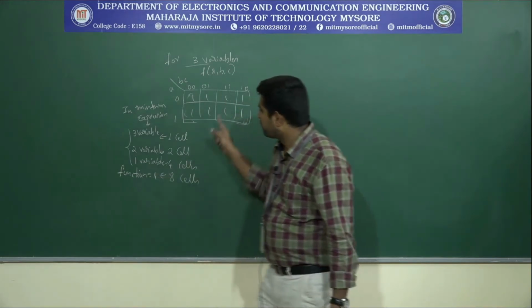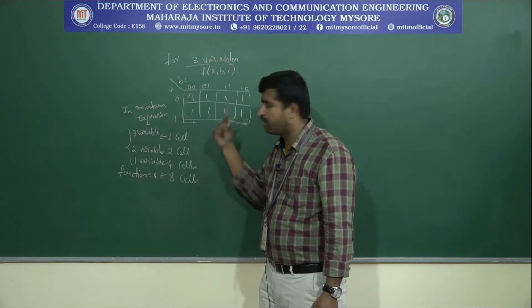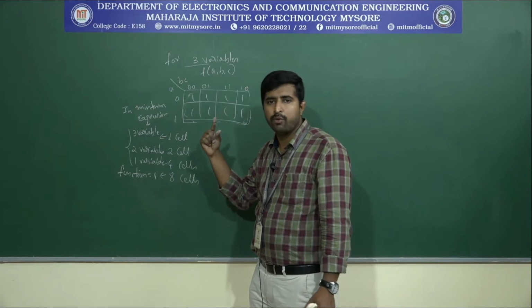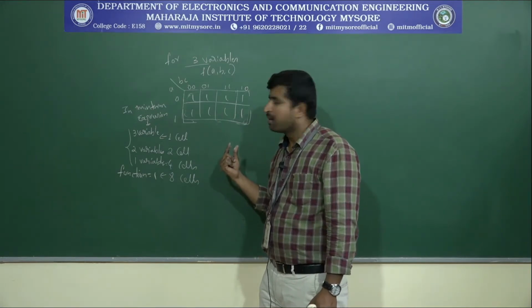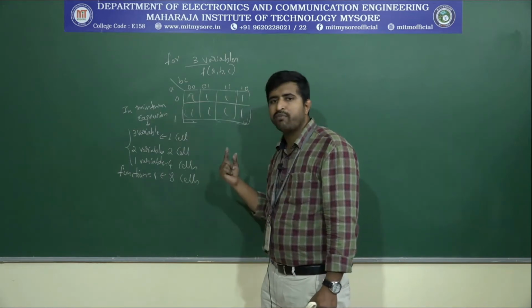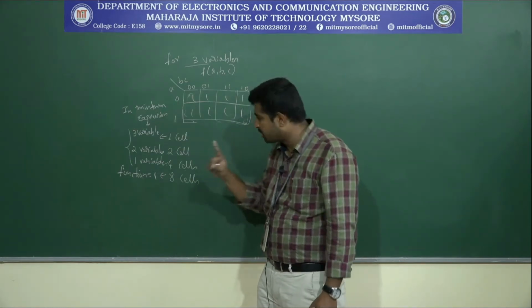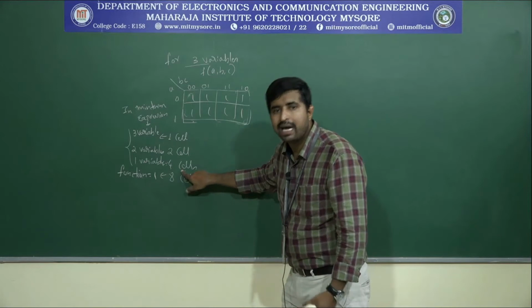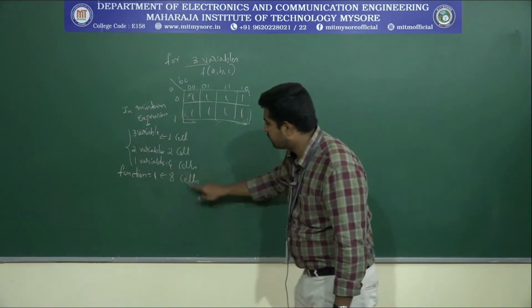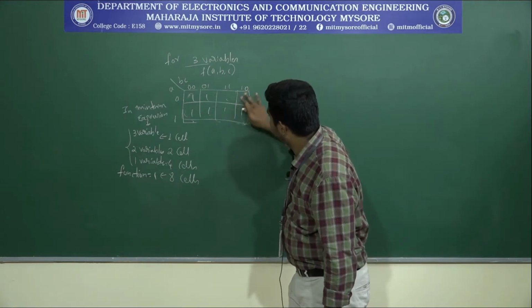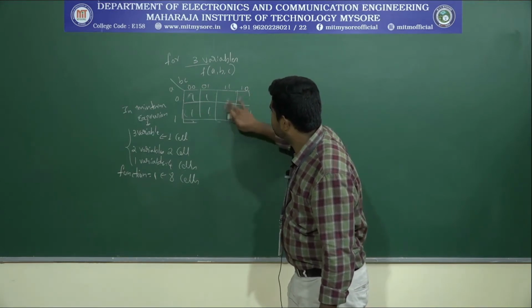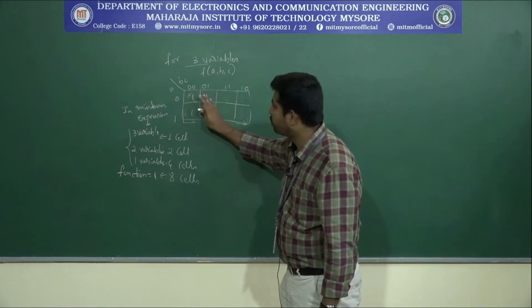You can see in the last example only: if we group only 2 cells, we got 2 literals, B, C, right? But if we make a 4 cells group, we got only C. So always we go for the higher order of cells. If it is possible to make a 4 cells group, do that one.